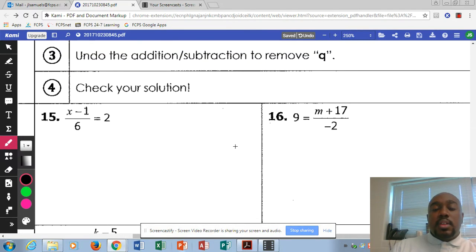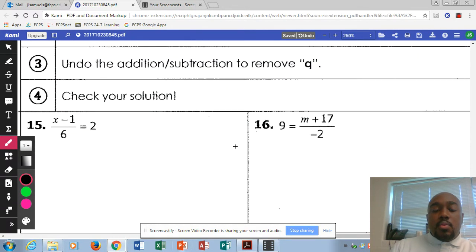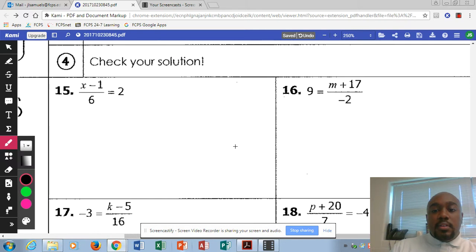Sometimes our equations might look like this, okay? And when they do, don't fear. It's still the exact same process. We have to do the opposite.